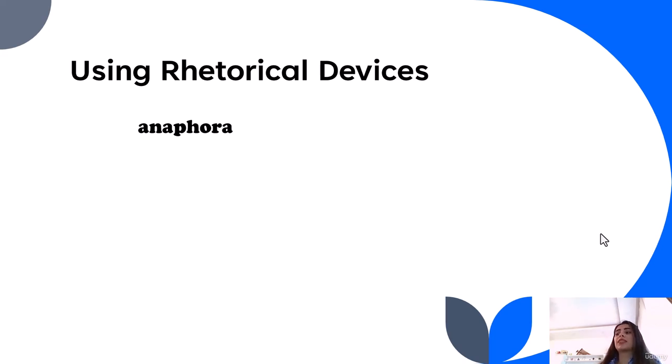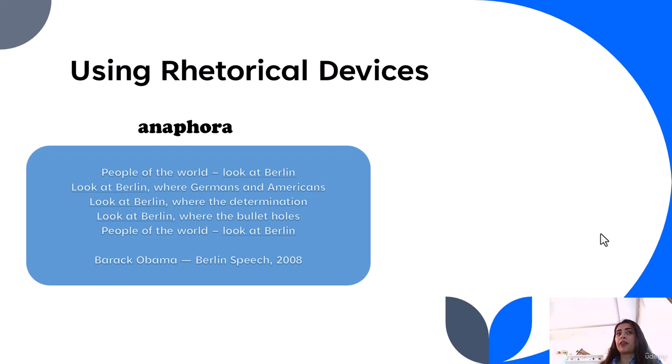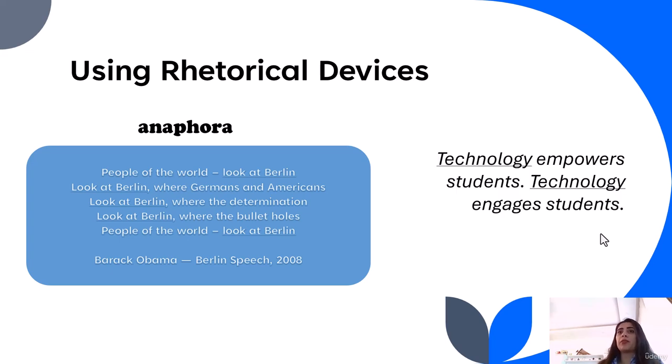Rhetorical devices are techniques used to persuade or convey meanings effectively. Anaphora, the repetition of a word or phrase at the beginning of successive clauses, is one such device. In the context of our essay, we have the following example.